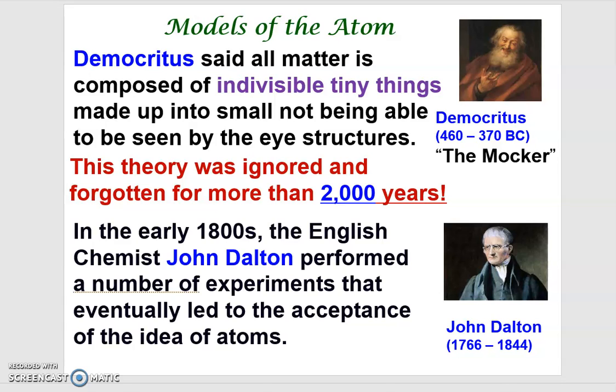So in the previous lecture, we studied the models of atoms. Back 2000 years ago, Democritus proposed that matter is made of individual tiny things that cannot be divided into smaller pieces and cannot even be seen by our eyes. This model was ignored until the 19th century. Then John Dalton performed experiments to verify that matter is made of atoms. But I want to emphasize that the atom is not the smallest structure.